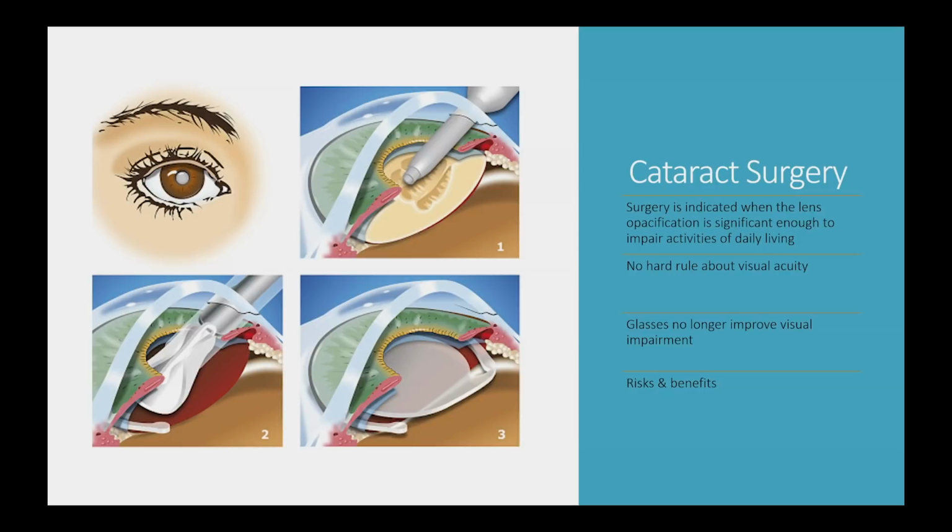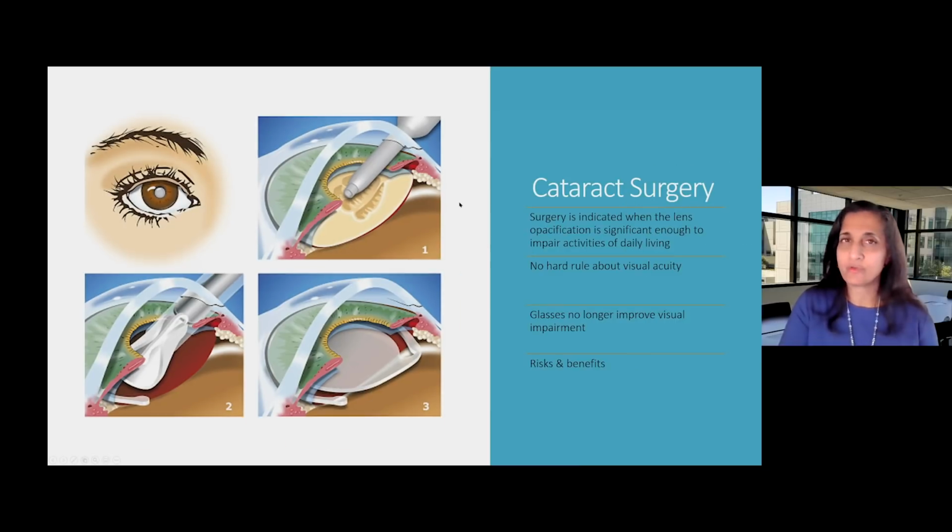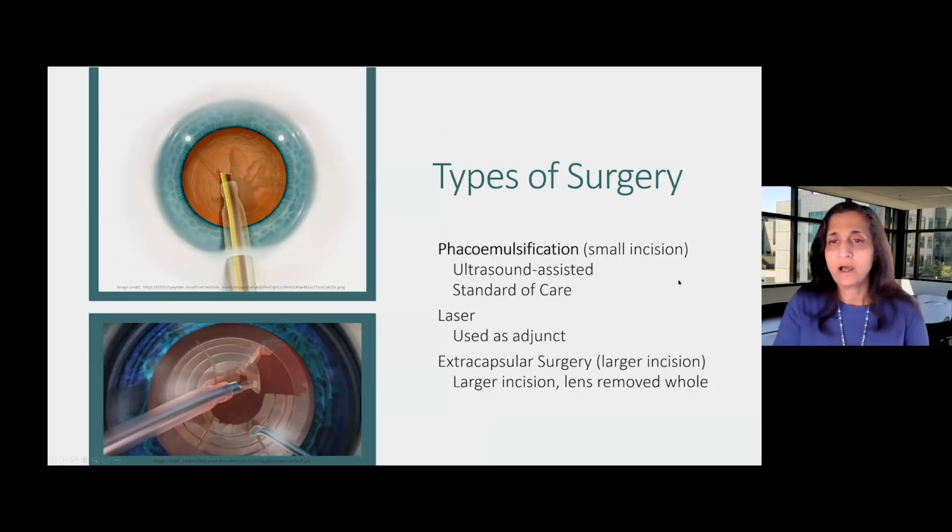Again, surgery is indicated when that cataract is bad enough that we cannot help you see well enough to do what you need to do without doing surgery. Because at that point, the risk of the surgery really is outweighed by the benefit. There are several types of cataract surgery. The state of the art right now is phacoemulsification.